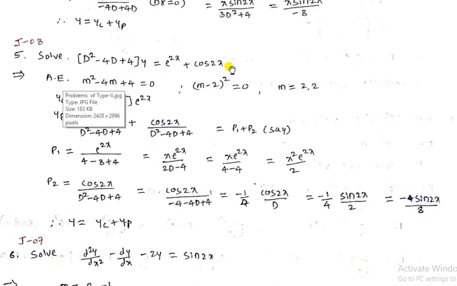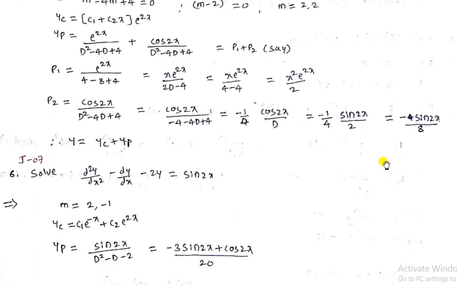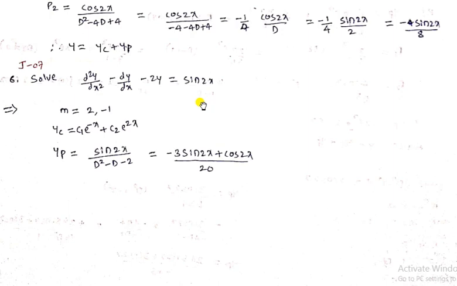So these are another few examples on type 2, e to the power 2x and cos 2x. Next one is sin 2x. So the roots are 2 and minus 1, different roots, complementary function and its particular integral. So we'll try this example using these roots and results.